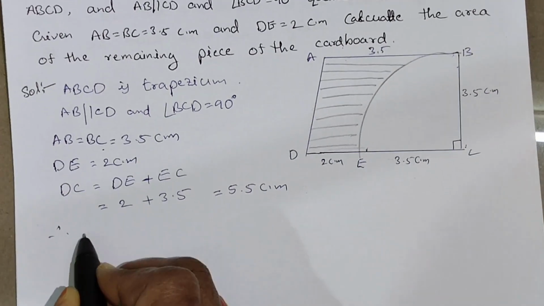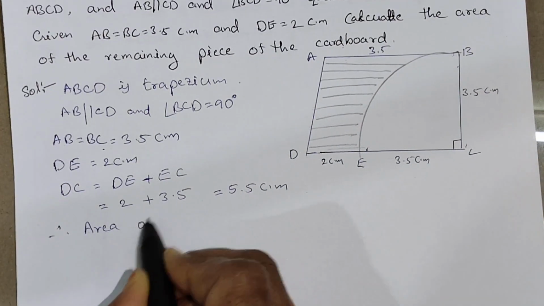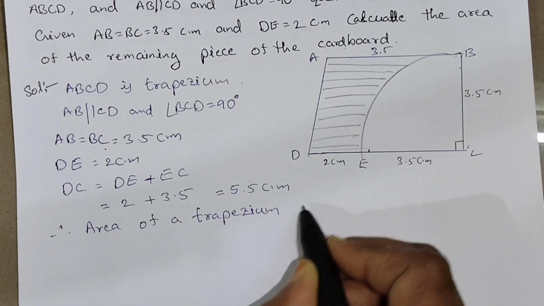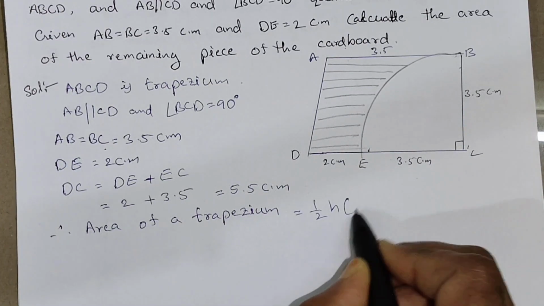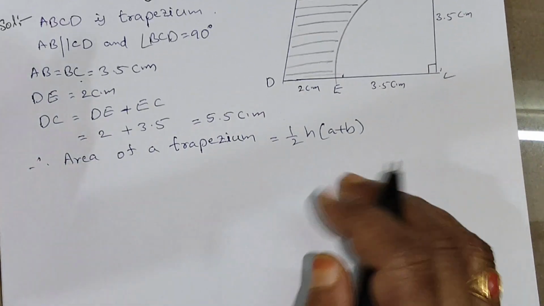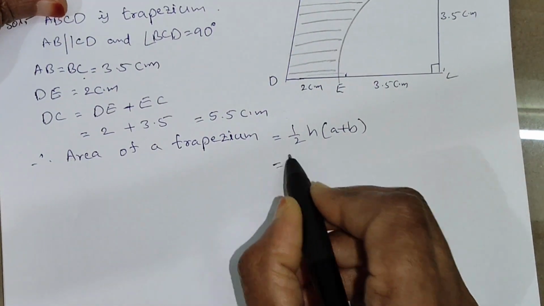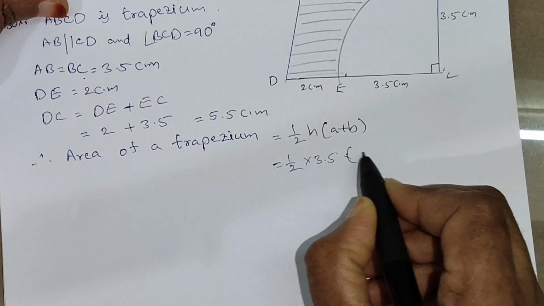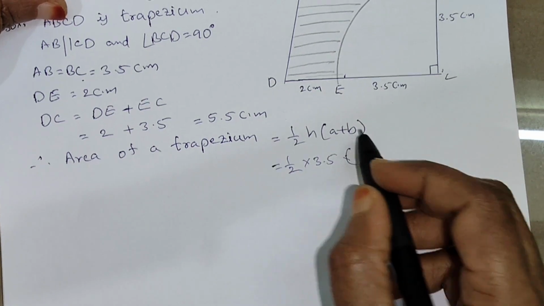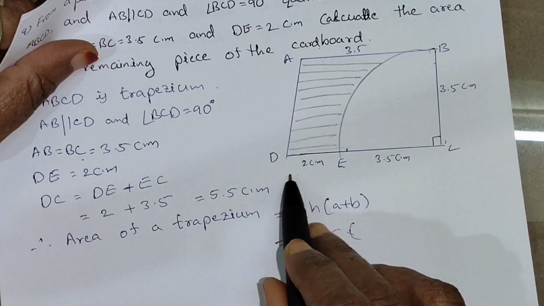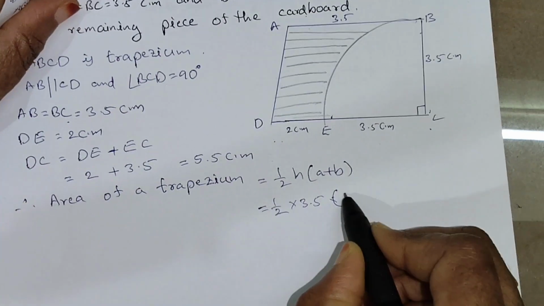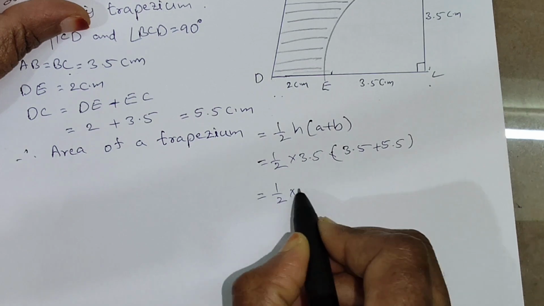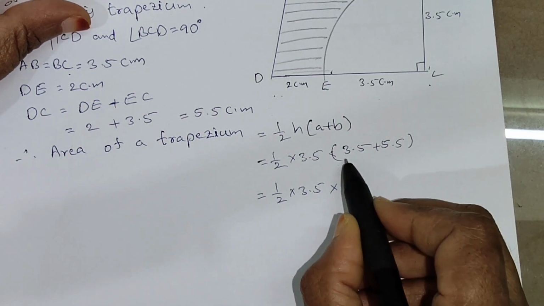Therefore, area of a trapezium is equal to 1/2 h (a + b) is the formula. Now we substitute these values: 1/2, here h is 3.5, into a plus b, the parallel sides. The first one is 3.5, the next, this DC, is 5.5. So 3.5 plus 5.5.